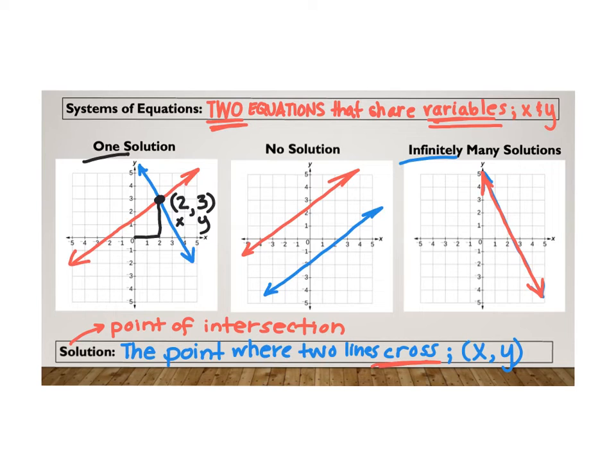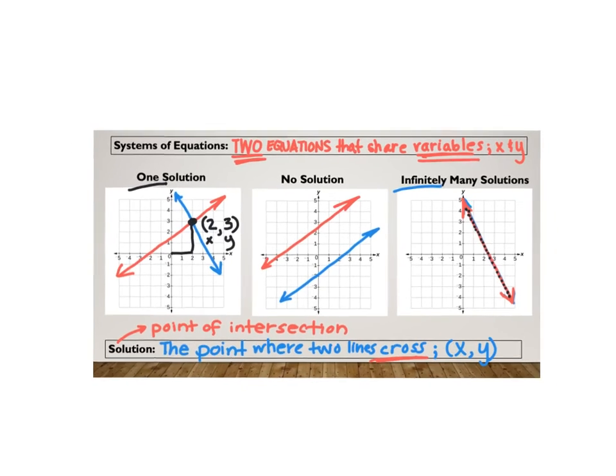The reason why we say they have infinitely many solutions is because this line crosses over and over and over again. It touches the other line underneath infinitely many times. It just keeps crossing over it because it's one right on top of the other. Now let's talk about what the equations would look like.